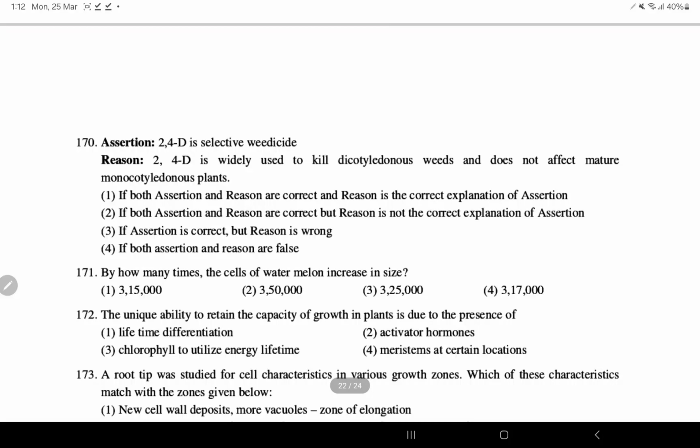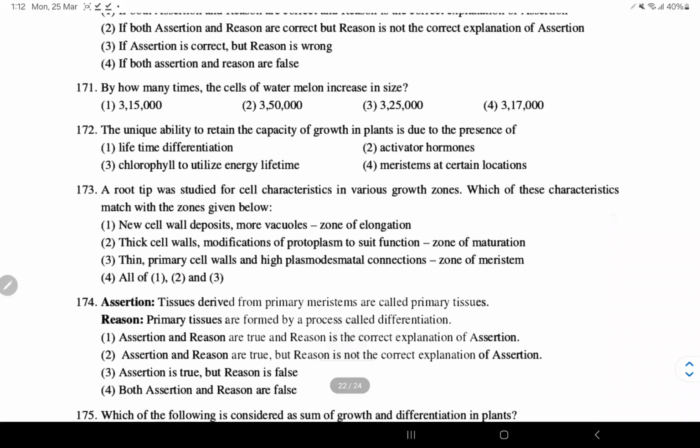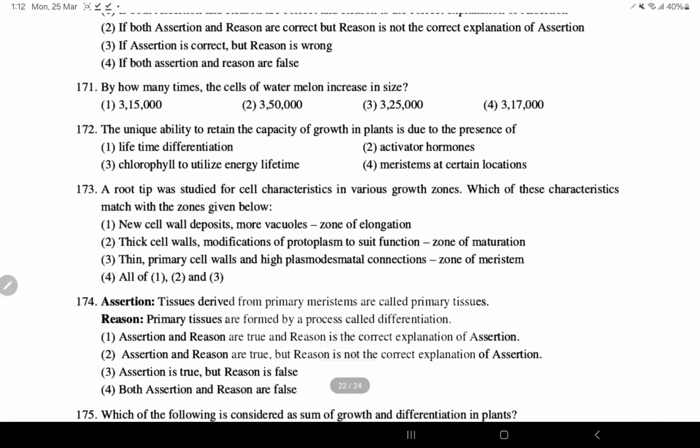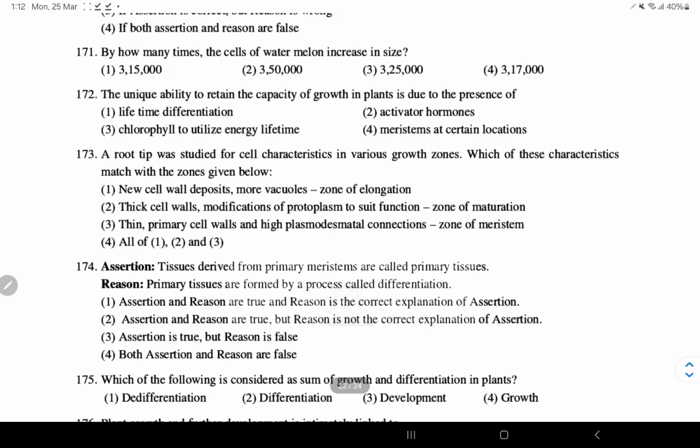Reason is a correct explanation for assertion. How many times do the cells of watermelon increase in size? 350,000 times. Option 2. The unique ability to retain the capacity of growth in plants is due to the presence of meristems at certain locations. Option 4.